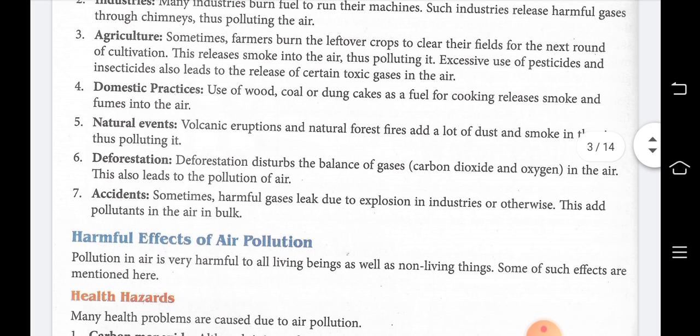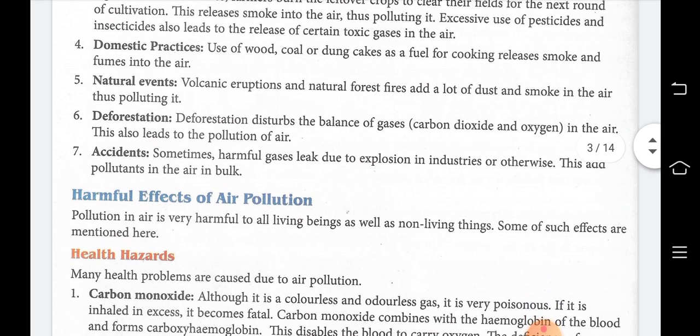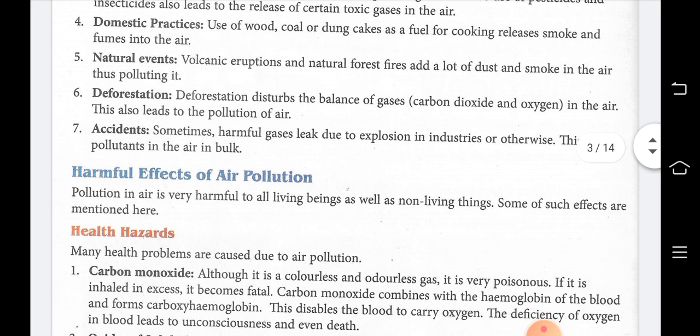Then domestic practices: use of wood, coal or dung cakes as a fuel for cooking releases smoke and fumes into the air. Natural events, volcanic eruption, natural forest fires also. Then deforestation, it disturbs the balance of gases in the air. Deforestation means cutting off trees on a large scale. It disturbs the balance of gases because forests absorb carbon dioxide which is released by human beings and animals in the atmosphere, and it leads to the pollution of air.